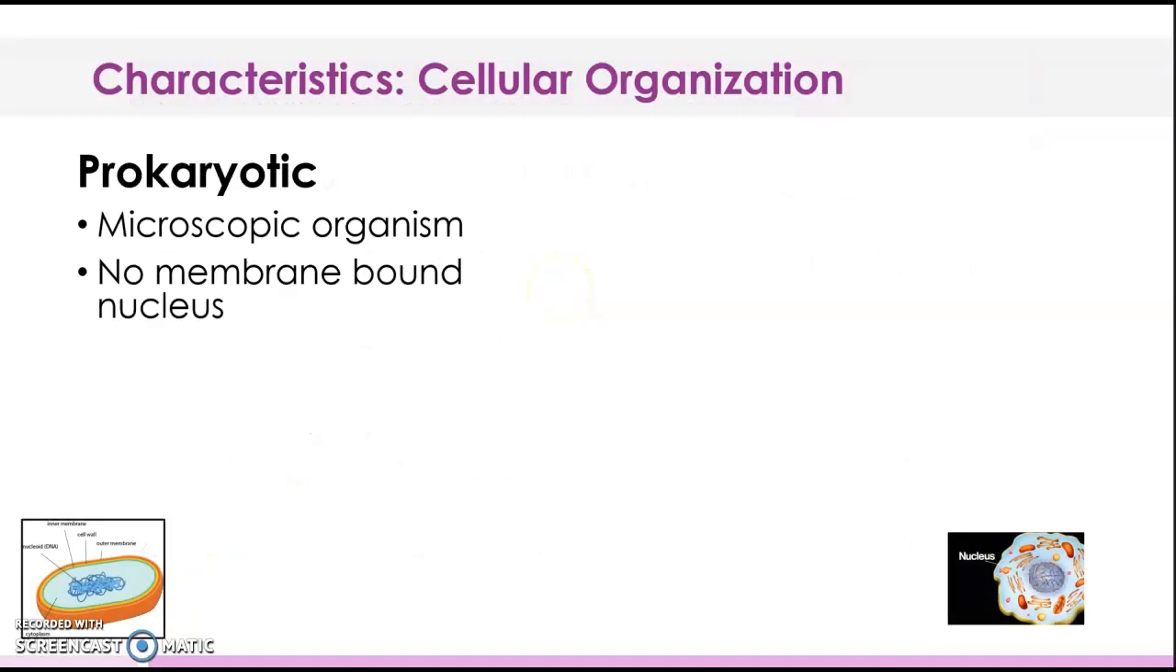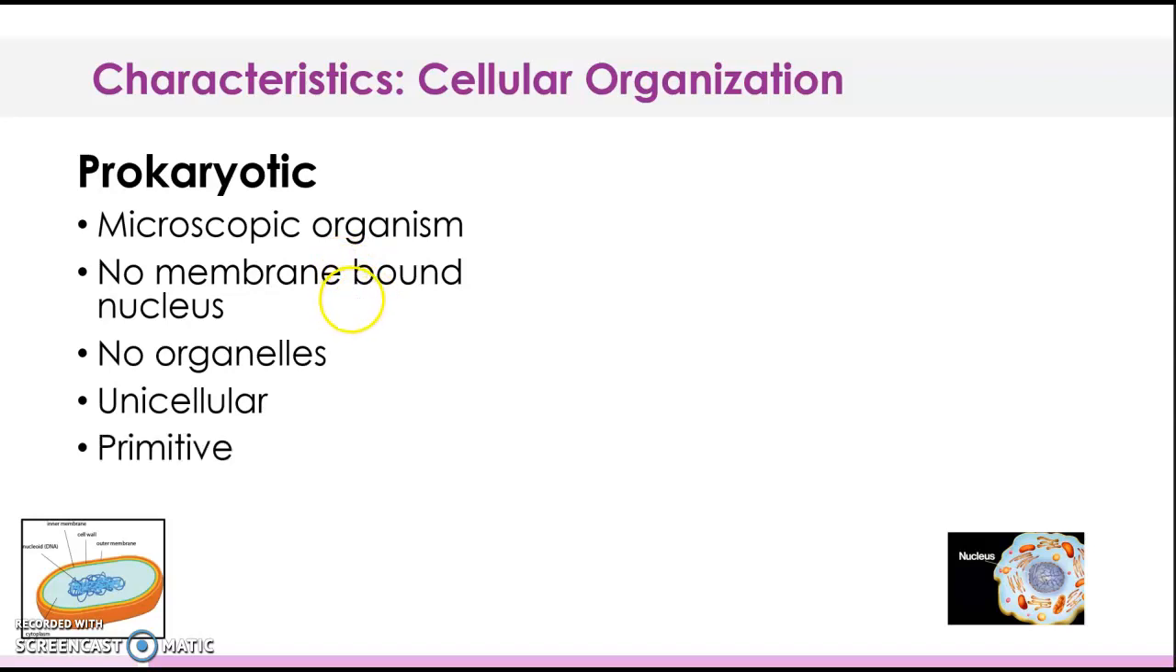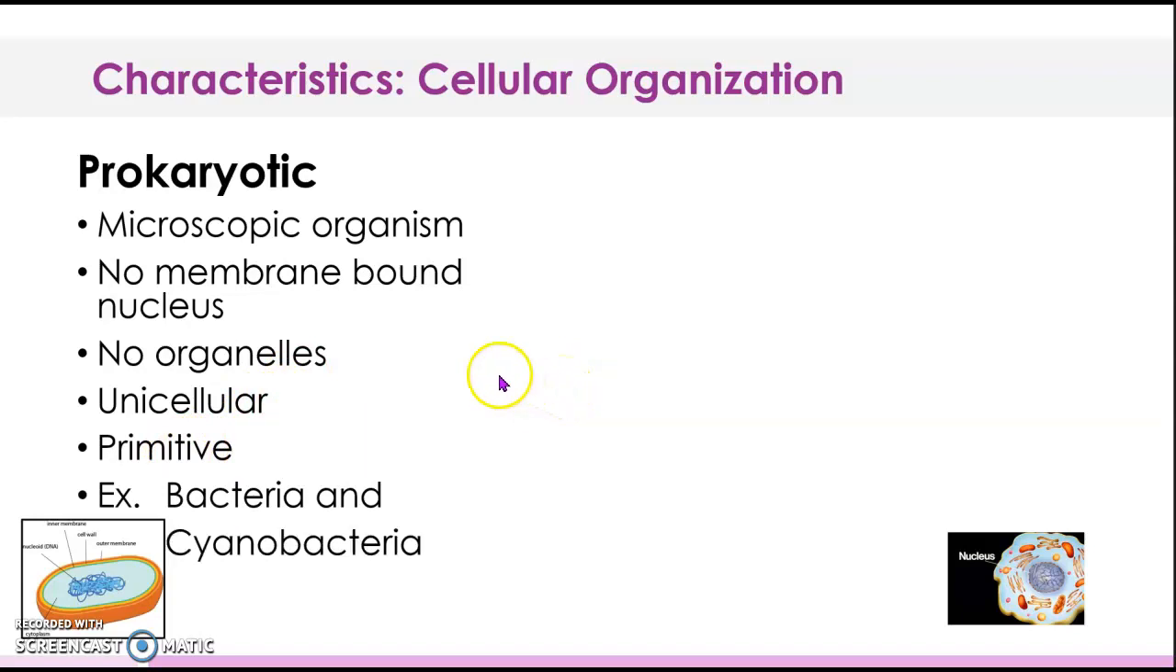Characteristics of cellular organization. Prokaryotic cells are microscopic organisms. They have no membrane-bound nucleus, no organelles, they're unicellular, and they're primitive. So a prokaryotic cell, you have to look under the microscope to see it. It does not have a nucleus. It does not have organelles. It's one cell, and it's primitive. It's very simplistic. An example of that would be bacteria and cyanobacteria.